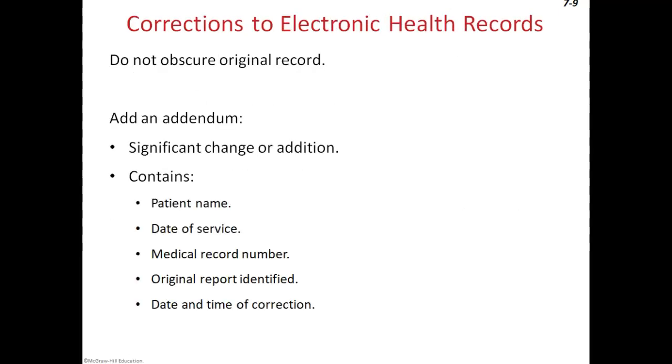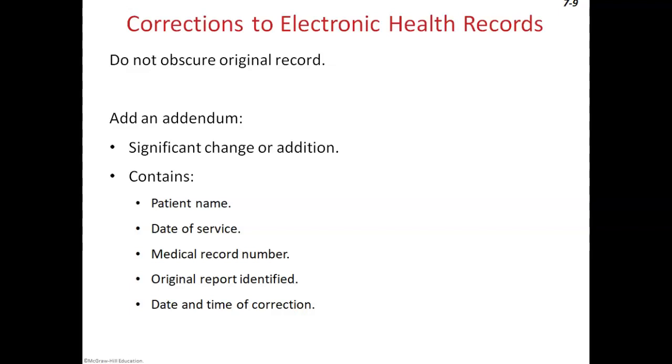For corrections to electronic health records, it is a slightly different process. First, do not obscure the original record. You don't want to erase it, you don't want to black it out. If you are adding new documentation, you would use an addendum. An addendum is a new documentation used to add information to the original entry.